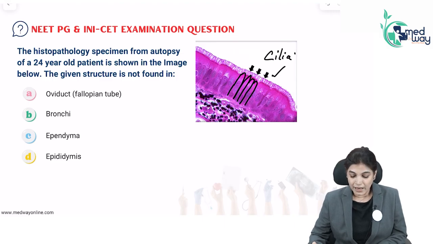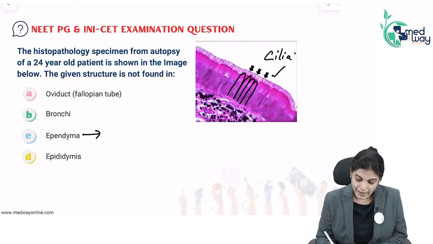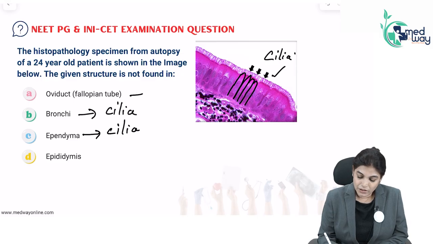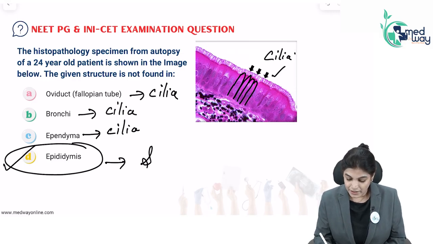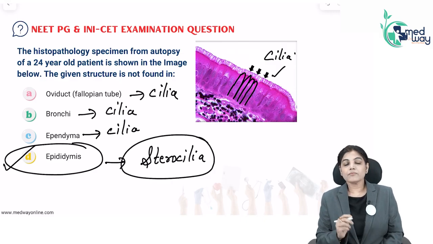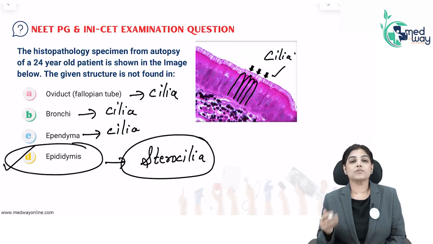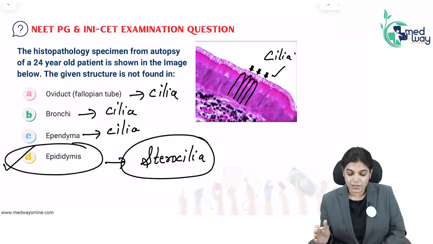Then ependyma, epididymis. We know that ependyma is the lining of the ventricles and the central canal of the spinal cord, so it is also having cilia. Bronchi is also having cilia. The oviduct or fallopian tube is also having cilia. The odd man out and the correct answer here is epididymis. Why? Because epididymis is having stereocilia. Epididymis is not having cilia, it is having pseudostratified columnar epithelium with the presence of stereocilia. So we have got this as the right answer.